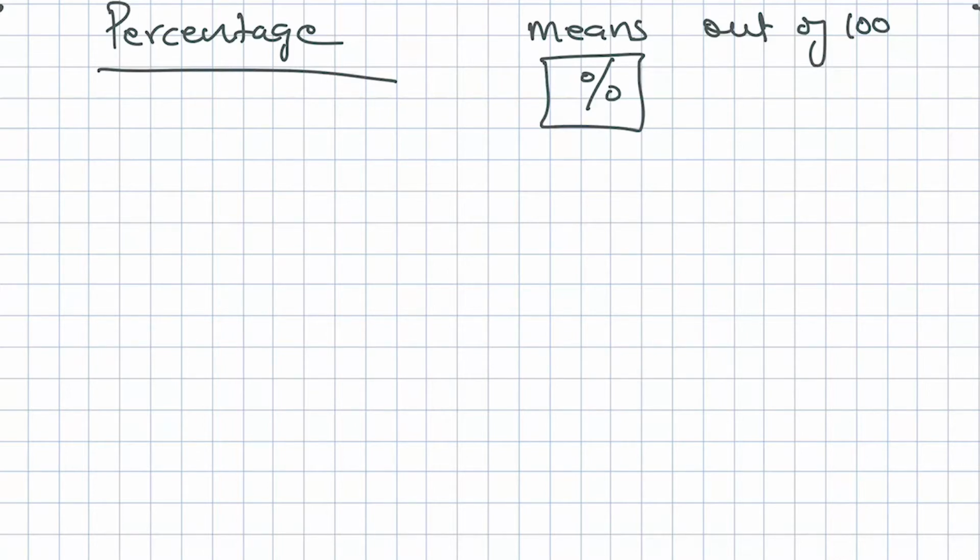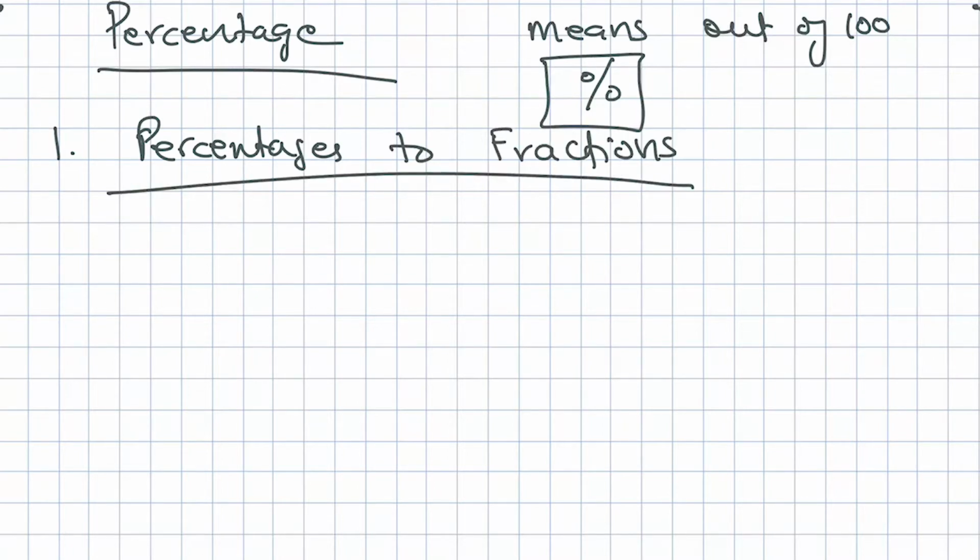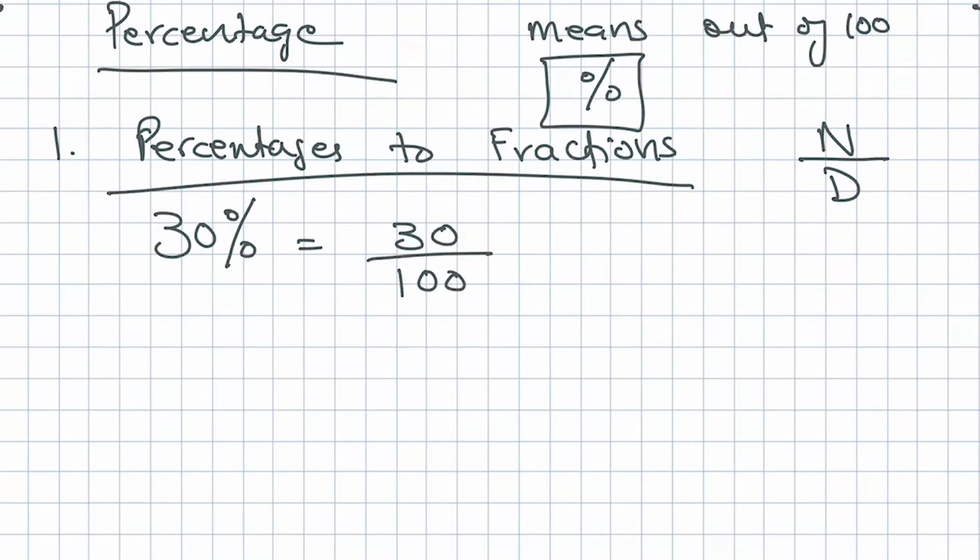First of all, let's convert percentages into fractions. Now, as you can see, fractions always have two parts, a numerator and a denominator. So say, for example, we have 30% and we are going to write it out as a fraction. So it's going to be 30 out of 100.